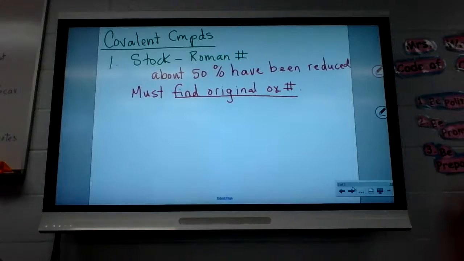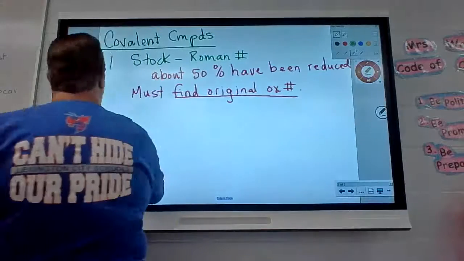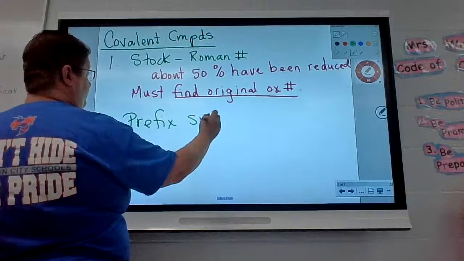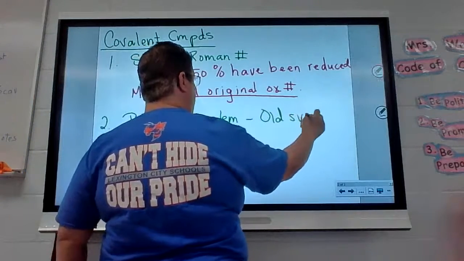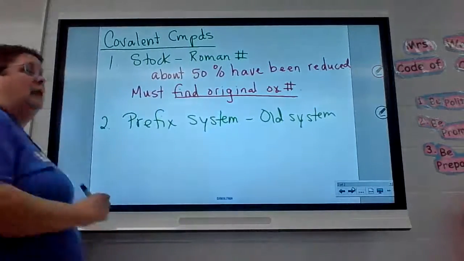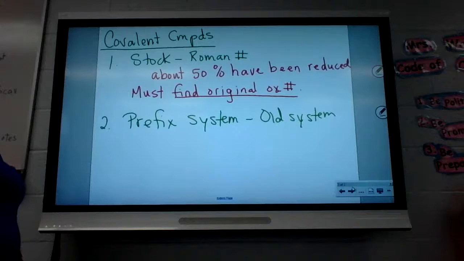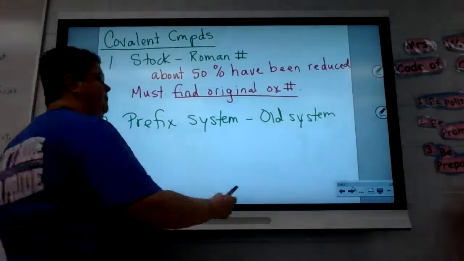Now, the other system that you guys have to be able to use is the prefix system, which we often refer to as old system. And you guys have had a lot of experience with it in your other science classes like biology and earth science, because a lot of people still use this. Nobody calls carbon dioxide carbon-4 oxide in earth science or biology. That's its technical name, carbon-4 oxide, but everybody still calls it carbon dioxide, okay?